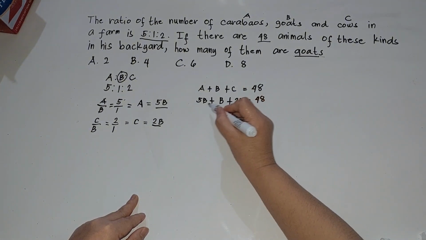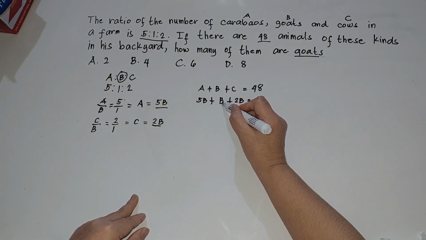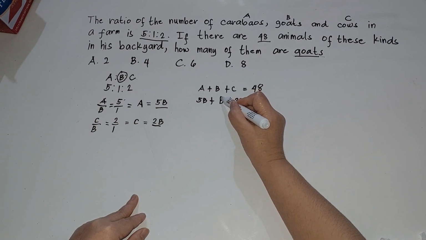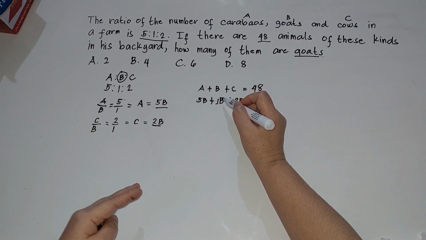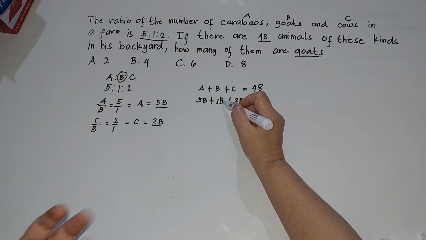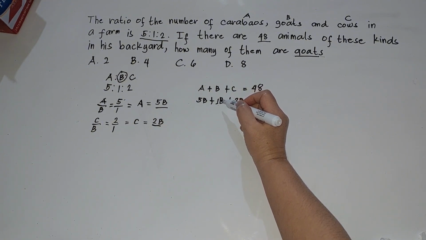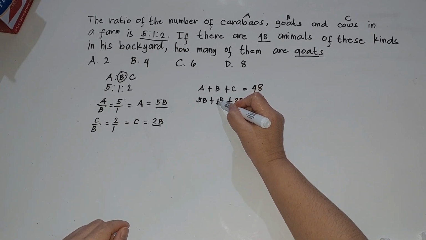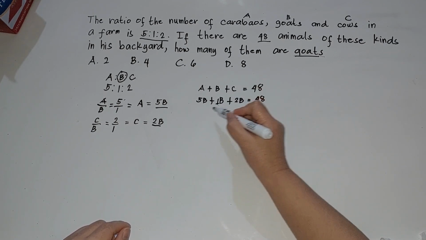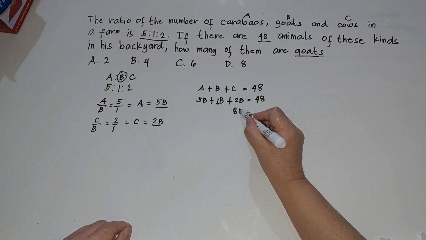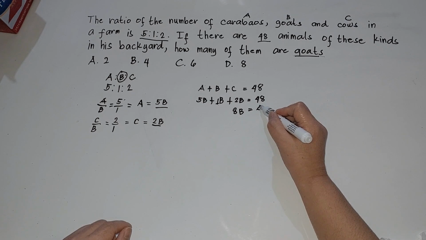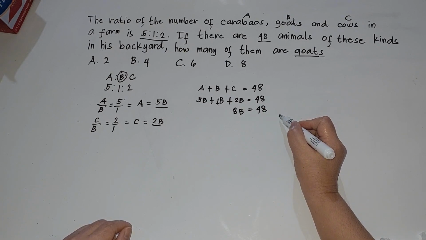Okay, let's add. Since this is B, we will put 1 here. In every variable, there is an automatic 1 coefficient. So this is 1B. Okay, 5 plus 1 is 6. 6 plus 2 is 8. This is 8B is equal to 48.